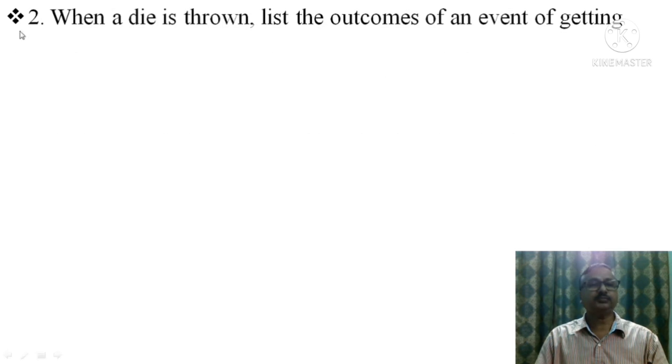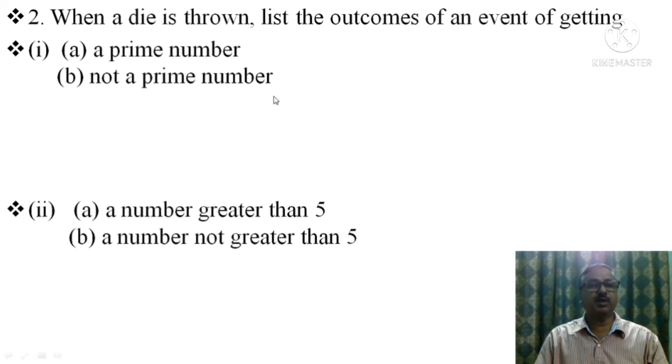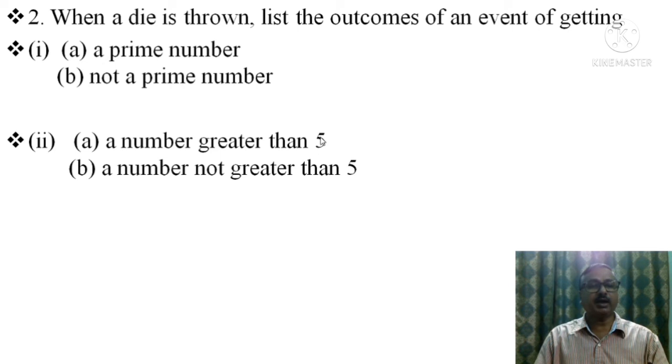Next question. When a die is thrown, list the outcomes of an event of getting this. Separate conditions are given. Number 1: a prime number, not a prime number. So there are 2 parts. And in question number 2: a number greater than 5, a number not greater than 5. So now let us note down all the outcomes when we toss a die. Die means a Ludo die. So there are 6 numbers written on the 6 faces. The shape of the die is a cube.